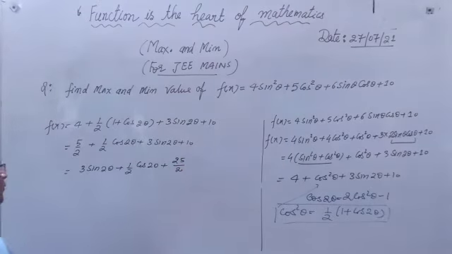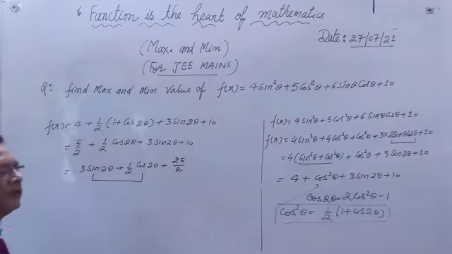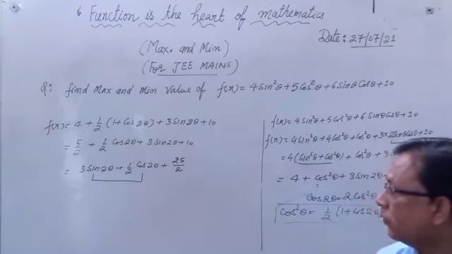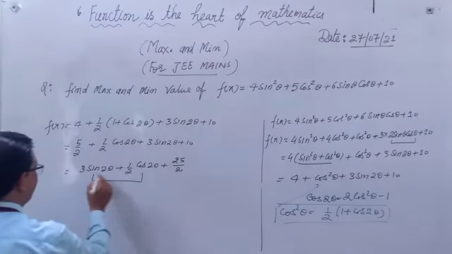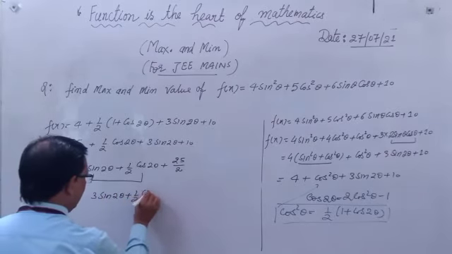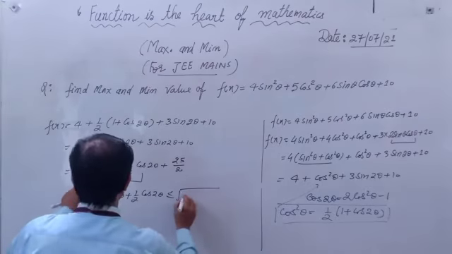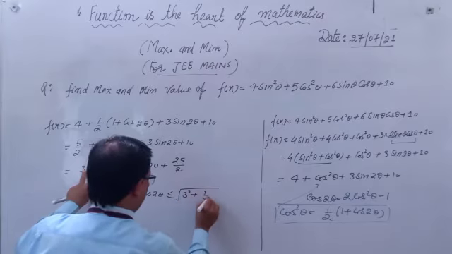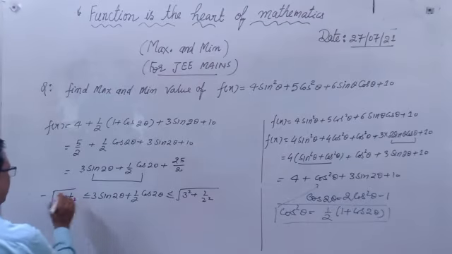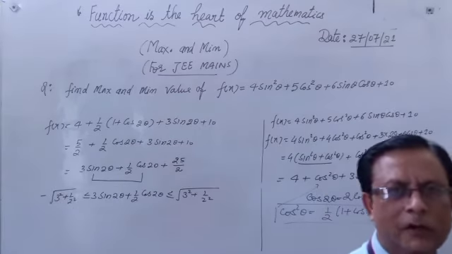25 by 2. So we can easily find the maximum and minimum value of this function. Then we add 25 by 2 in the answer. So the maximum value of 3 sin 2 theta plus 1 by 2 cos 2 theta always lies between root of 3 square plus 1 by 2 square and negative root of 3 square plus 1 by 2 square, according to our rule for the maximum and minimum value of a sin theta plus b cos theta.